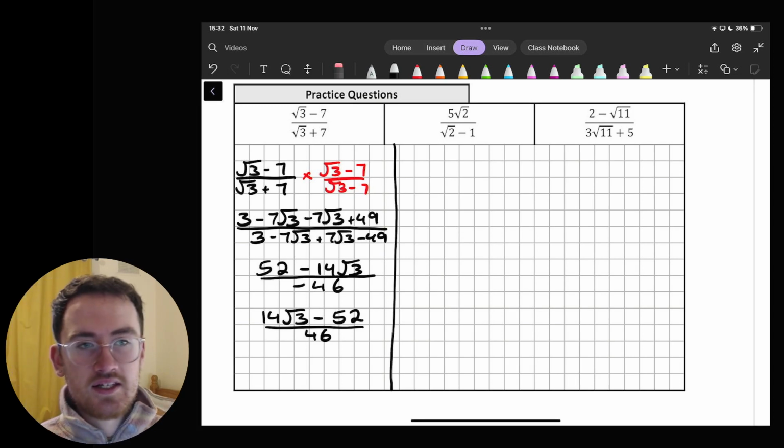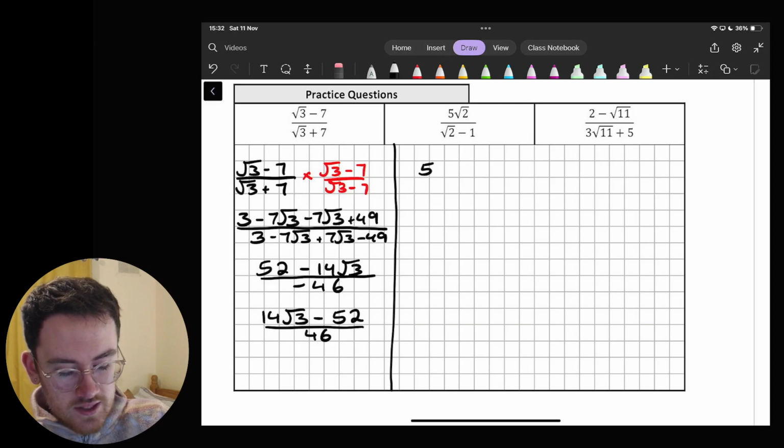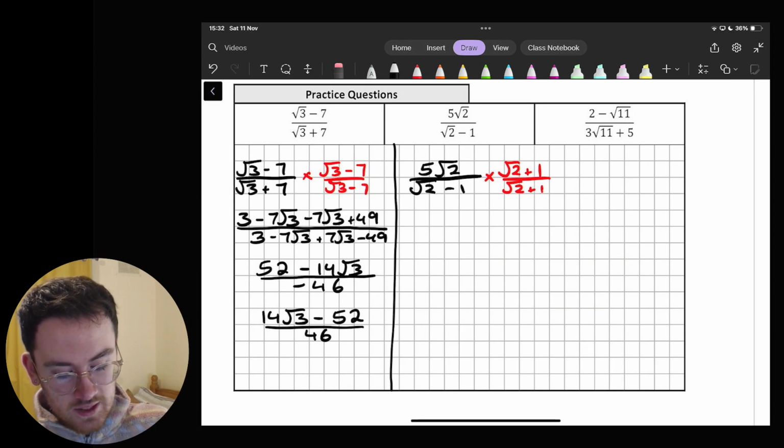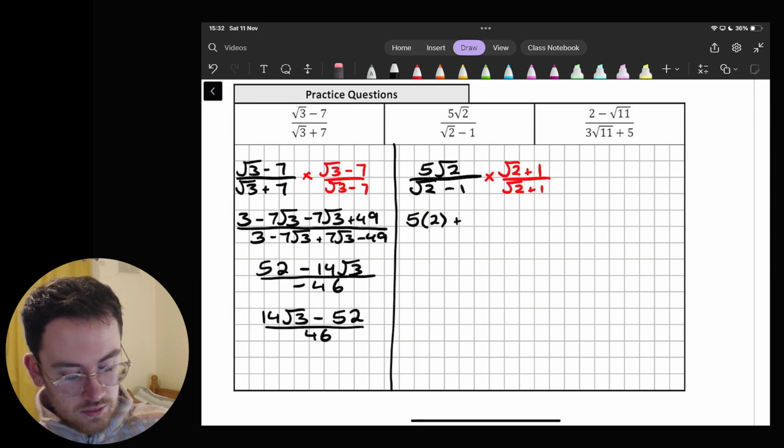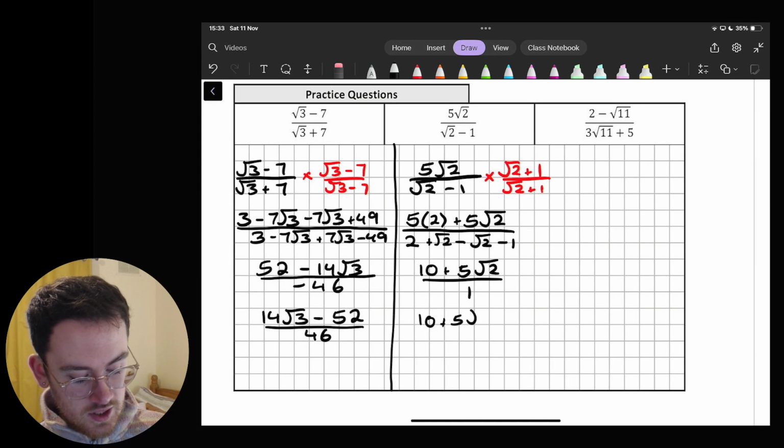Okay, let's look at the next little part. Same idea again, even though our expression on the top is not as long as the one at the bottom, it doesn't change our method. Okay, it's still the conjugate of the bottom part. It's just changing the sign on the inside. Multiplying those out now, 5 root 2 by root 2 is 5 by 2 plus 5 root 2. The bottom part now, 2 plus root 2 minus root 2 minus 1. So I get 10 plus 5 root 2 all over 1, which of course is just 10 plus 5 root 2.